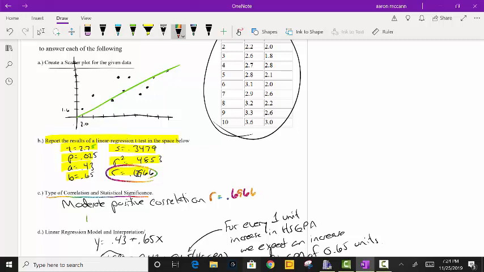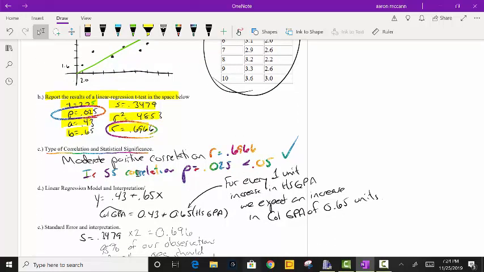The correlation is a statistically significant correlation, and we get that from the p-value. The p-value is 0.025, which is less than 0.05, which means we have evidence that it's a statistically significant correlation. And that has to happen in order for us to be able to do linear regression. So linear regression is indeed appropriate.